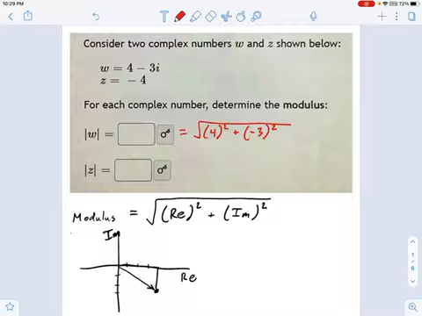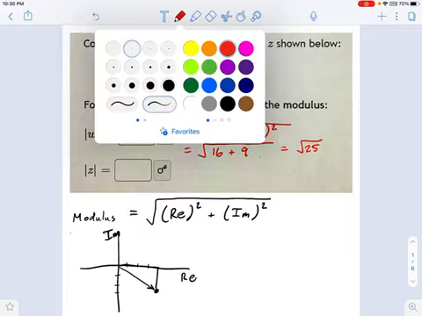Well, no problem. That's just the square root of 16 plus 9. Don't get fooled by the negative sign, which means the square root of 25, which means the modulus is 5. Let's try the next one, because that one has something that might look a little different.